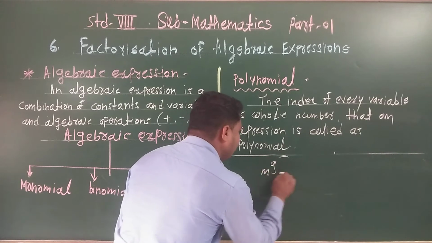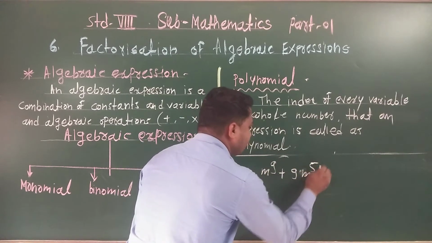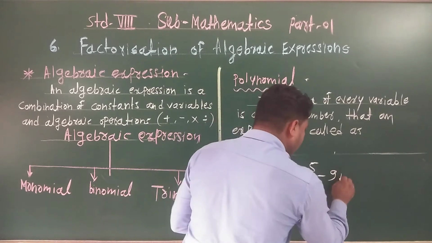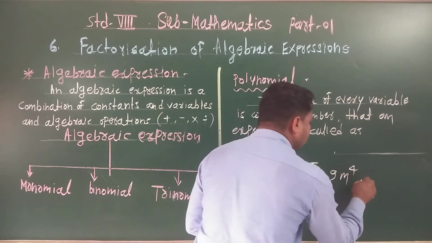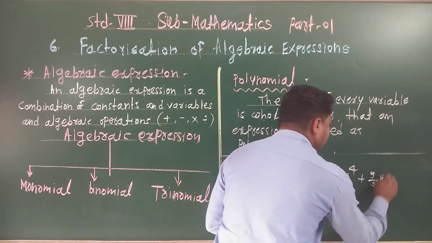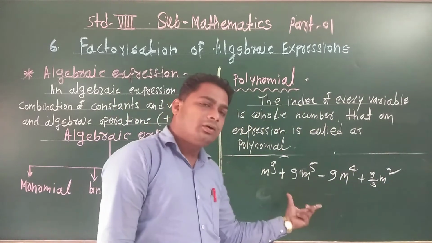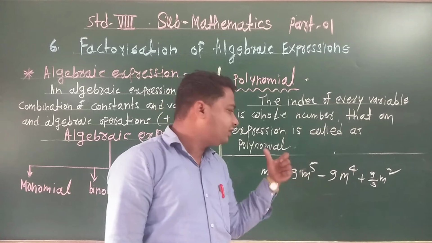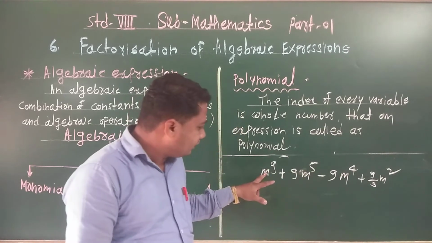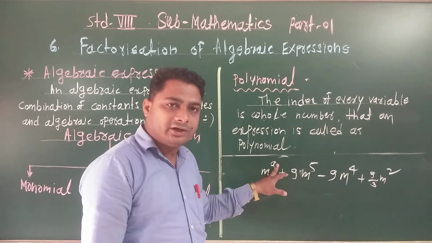Here is another example: m raised to 9 plus 9x, m raised to 5 minus 9, m raised to 4 plus 9 by 3 m raised to 2. Okay. So that is the algebraic expression, and that is also a polynomial. Which type of polynomial? Here m is the variable, the index is 9, so that is a whole number.